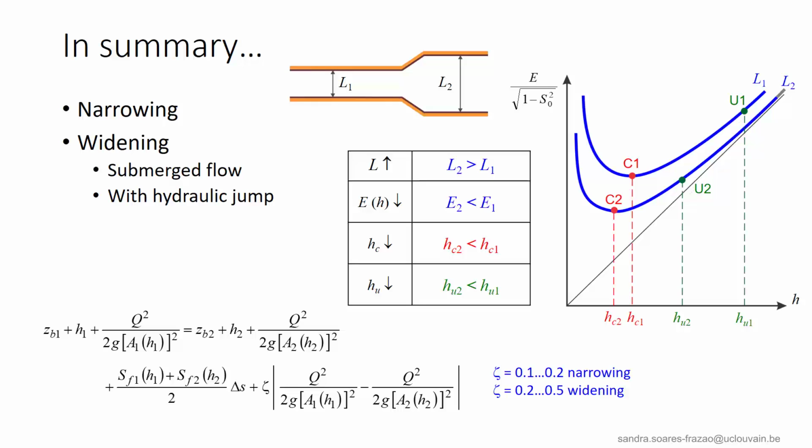So, what have we learned in this lesson? We have analyzed progressive channel narrowing or widening, and we have explained how the specific energy diagram evolves when the channel width changes. We have also explained how to determine the general shape of the water profile in the transition using the specific energy diagram and how to calculate it using the Bernoulli equation. Now it remains to practice all this and to discover some applications of these concepts. So this will be done in the next lesson.